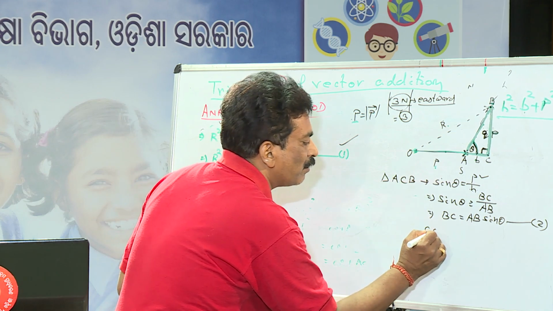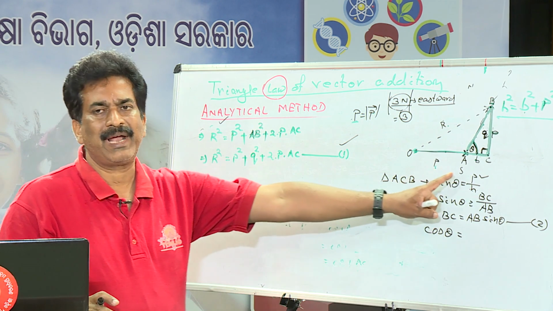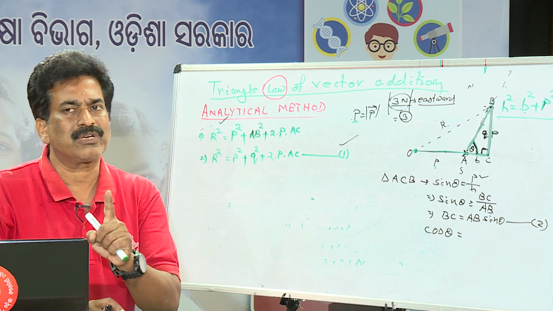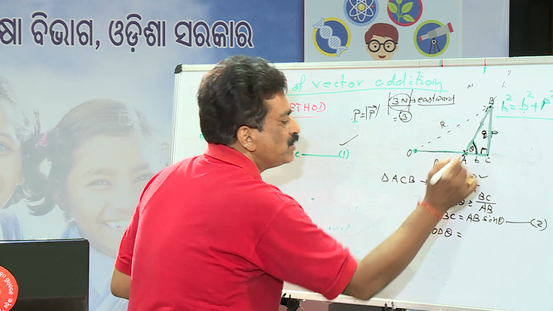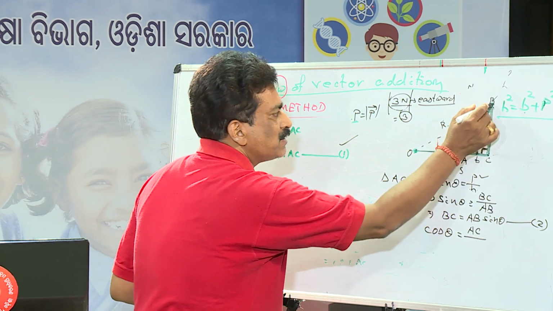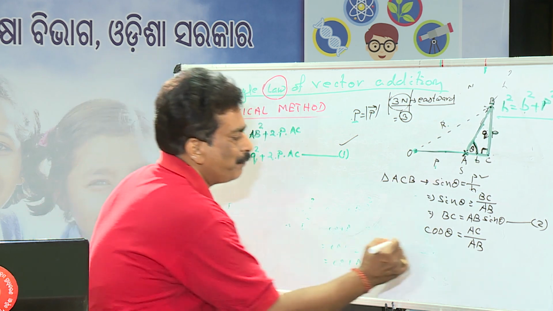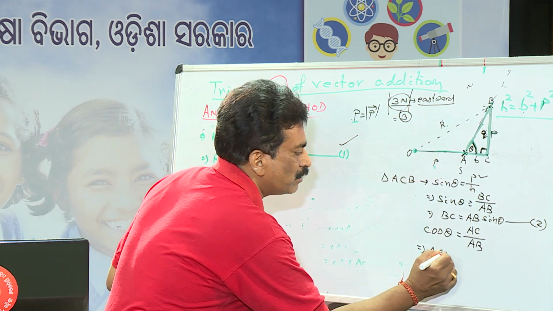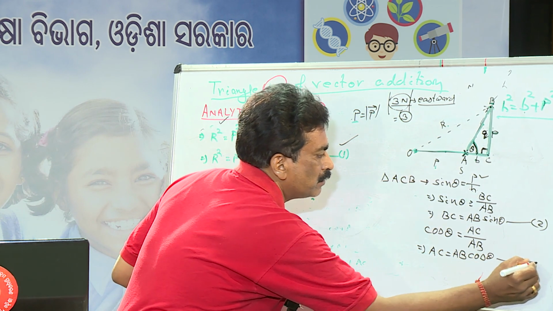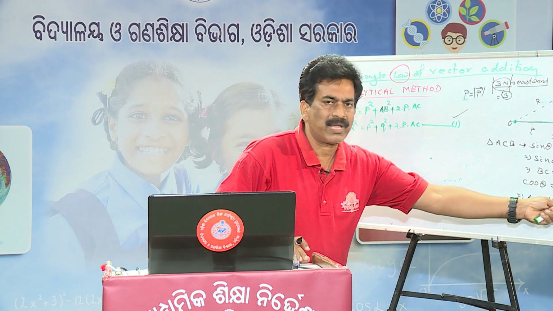Similarly, if you find the value of cos theta, what is cos theta? Cos theta is equal to B by H. B means the base. You see here the base is AC, by H. H means the hypotenuse, that is AB. That implies AC is equal to AB cos theta. Take it as equation 3. So, AC is equal to AB cos theta.